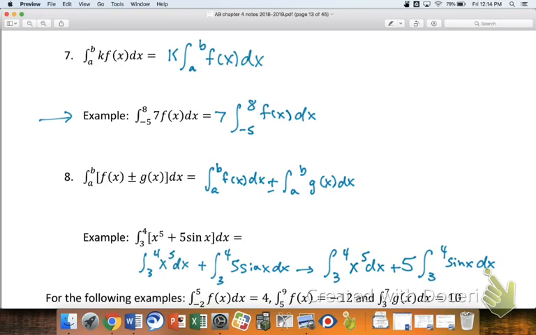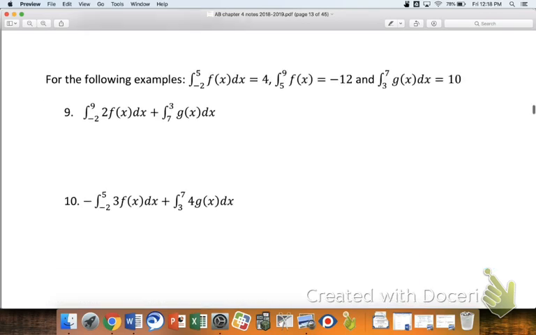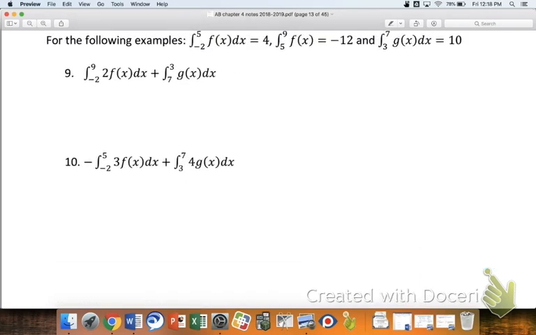So let's look. Maybe you'll get an example of what this might look like. So take a look at what we got coming up. I think there's 2 of them. So for the following examples, use those values for those definite integrals. You're just told that. We just have to say, okay, cool, those all equal whatever they equal. And then in number 9, what we're supposed to do is evaluate that expression. And then number 10, again, using the same values, evaluate that expression. You should have to use some of the properties that we just talked about. Okay? So let's see if you can apply them.